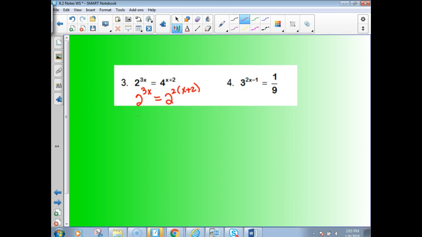So now we'll drop the bases, and we'll have 3x is equal to 2 times x plus 2. You can just distribute right away if you prefer. 3x equals 2x plus 4, once you've distributed, and you would subtract 2x and get x is 4. Then we get to number 4.